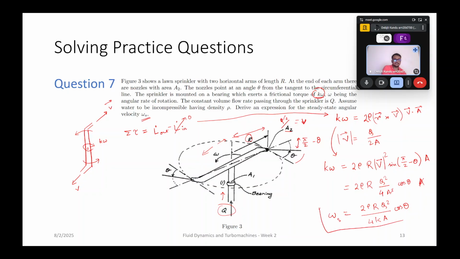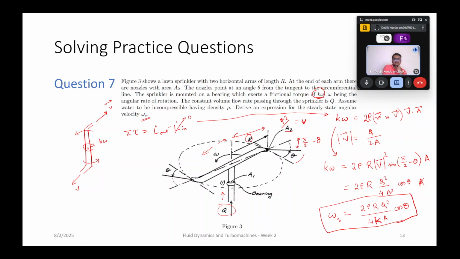This would be the steady state angular velocity, which balances out the external flow of momentum with the frictional torque applied by the bearing on the sprinkler. So this is a classic problem for learning how to apply the concepts of angular momentum conservation for flow.